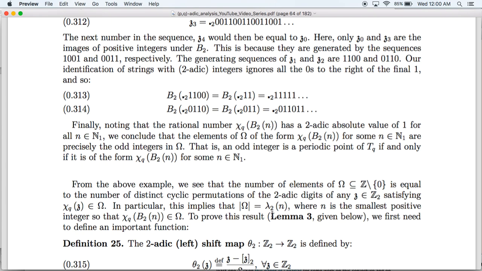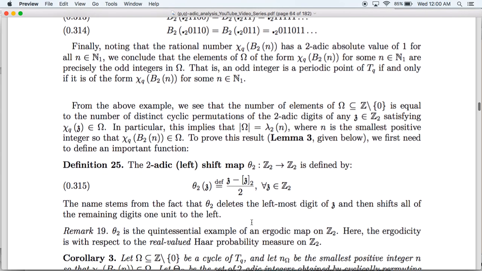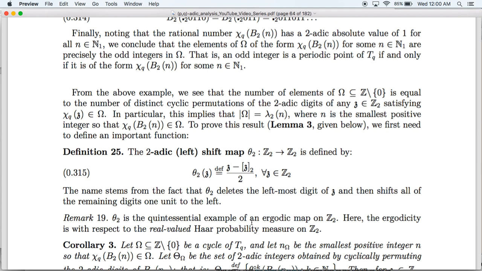Now, the cyclic permutation thing I was talking about before, to do it, we need the shift map.